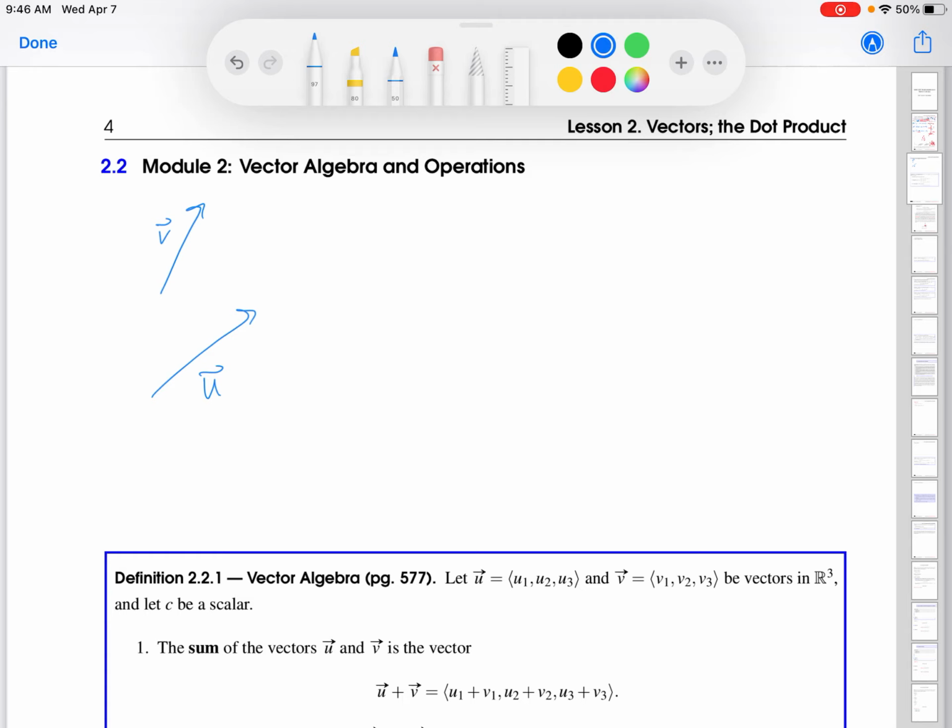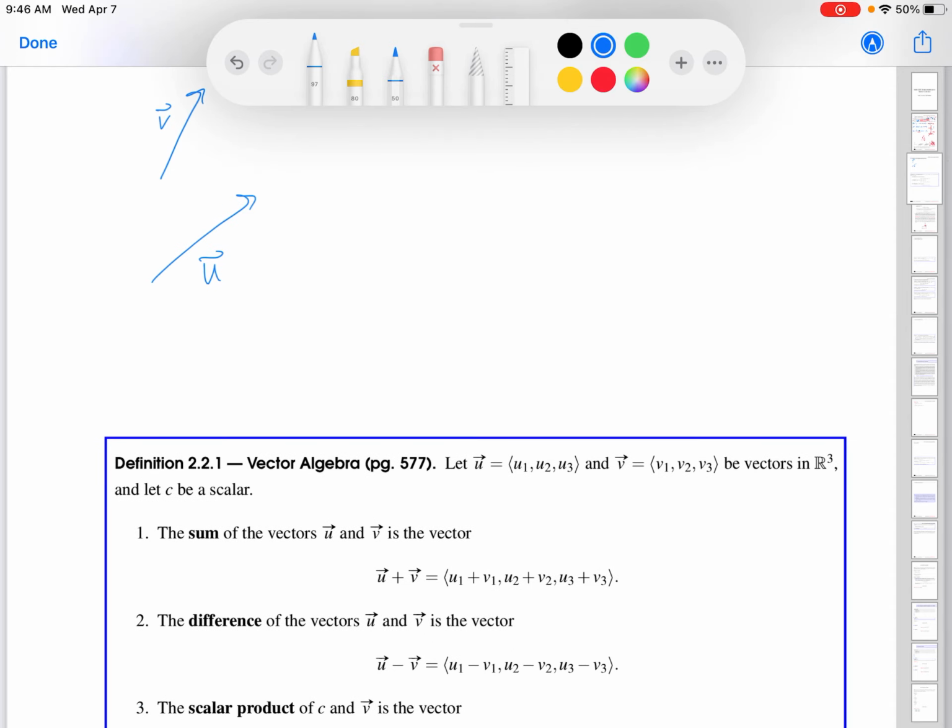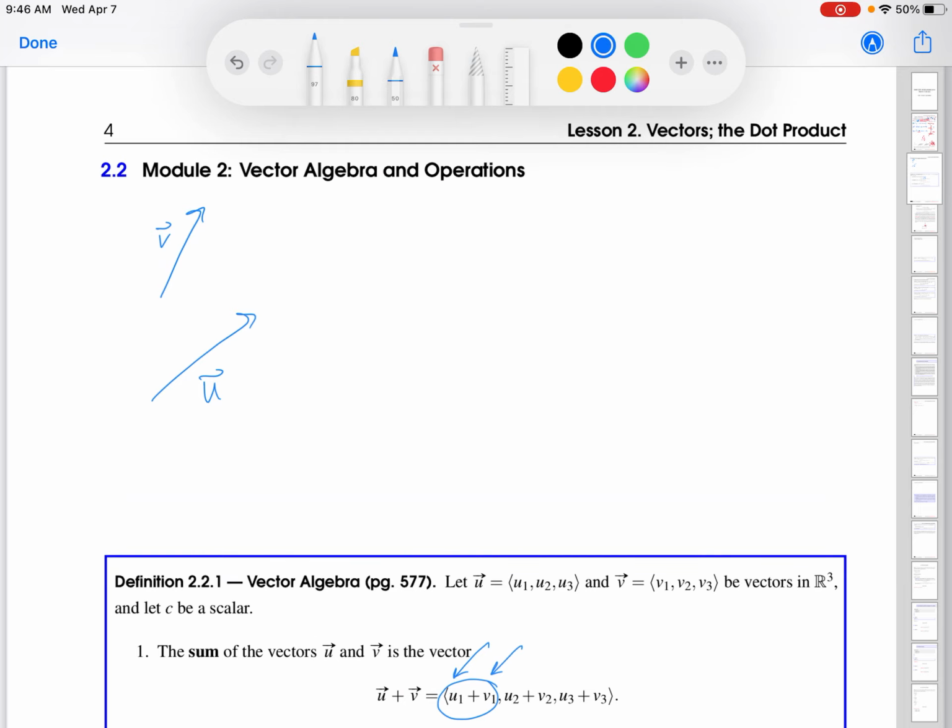So one thing I can do with this definition is come up with a way to visually add the vectors, if you will. How would I do that? Well, this definition says that the first component of the sum of the vectors is going to be the component of u plus the component of v in the x direction, so u1 plus v1. So when I look at u and its x component, its horizontal component, there it is, this is u1. And when I look at v and its horizontal component, there it is, that's v1.